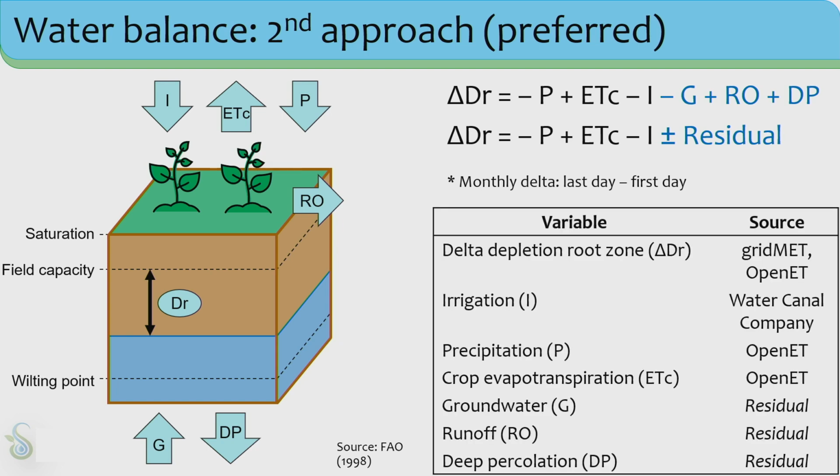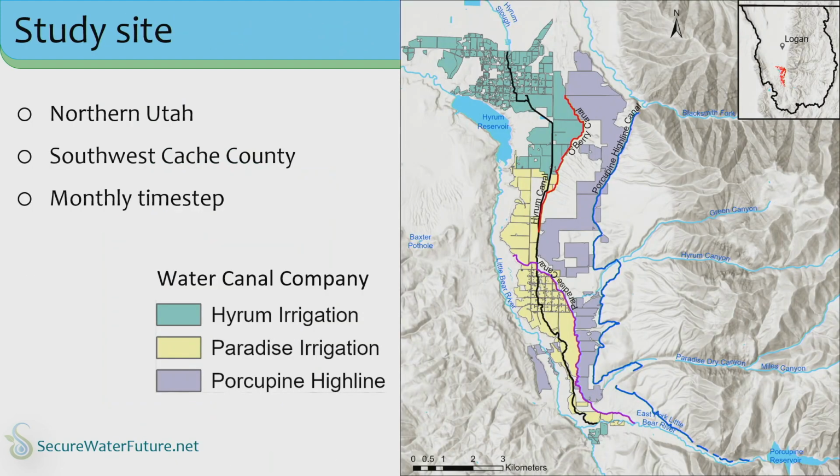And again, we're using the same pieces of spatial information that are available to all of us. Our area of study is located in the southern part of Cache Valley, which comprises 3 canal companies fed by the same reservoir storage. And for these 3 canal companies, we want to quantify the residual from the soil moisture water balance.